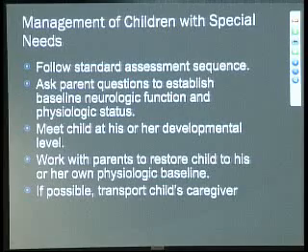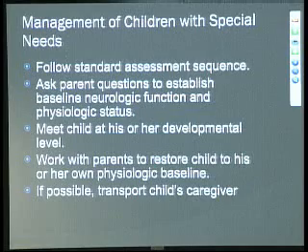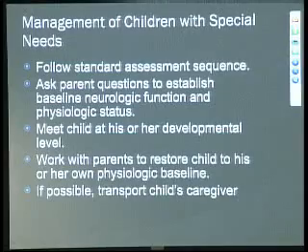So to review management of children with special needs, the assessment is standard. The parents often are very helpful with these children. You'll meet the child at his or her developmental level and try to get back to their own physiologic baseline. And having the caregiver there is very helpful.